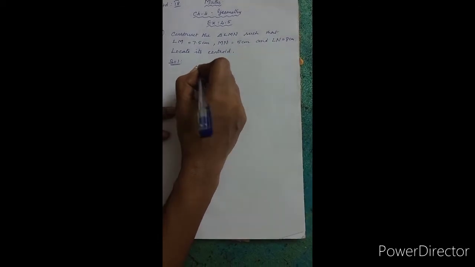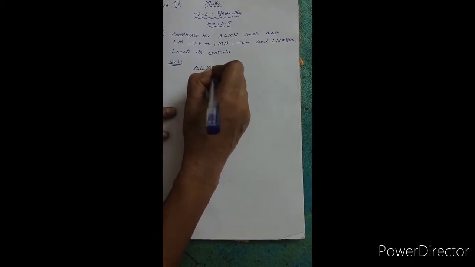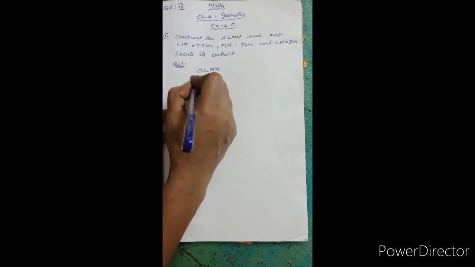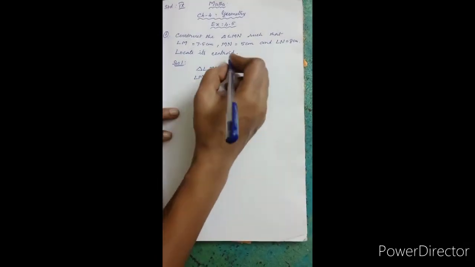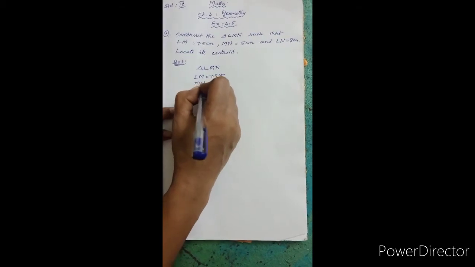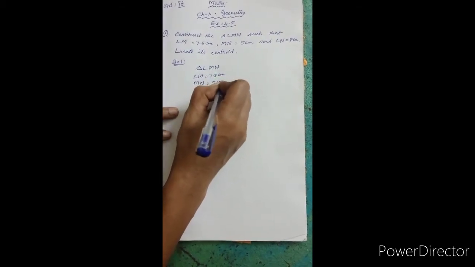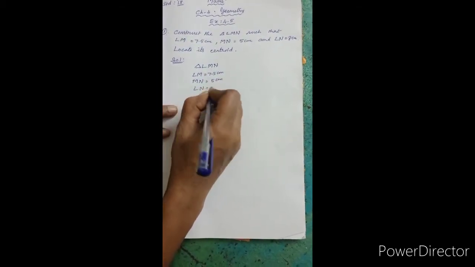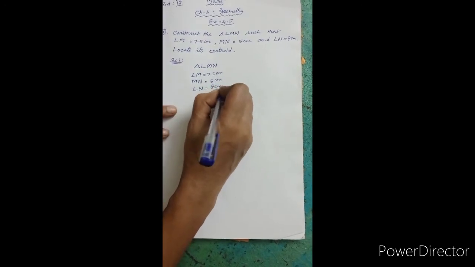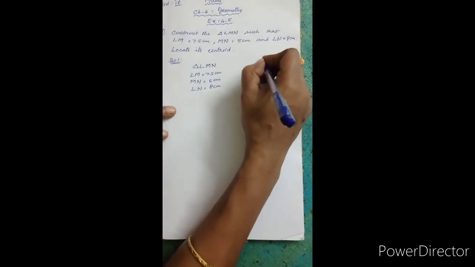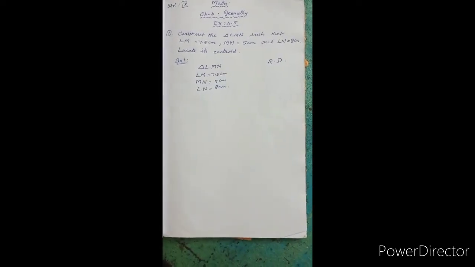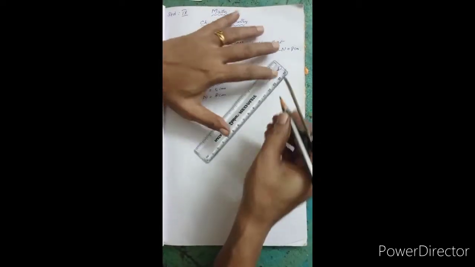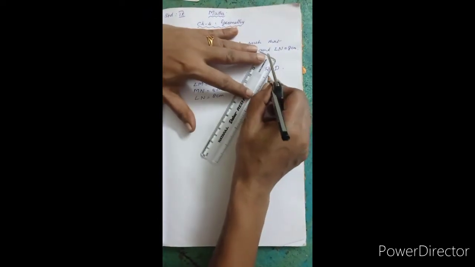Given triangle is triangle LMN. LM is 7.5 centimeter, MN is 5 centimeter and LN is 8 centimeter. First draw rough diagram. Rough diagram is one triangle. Just draw one triangle.